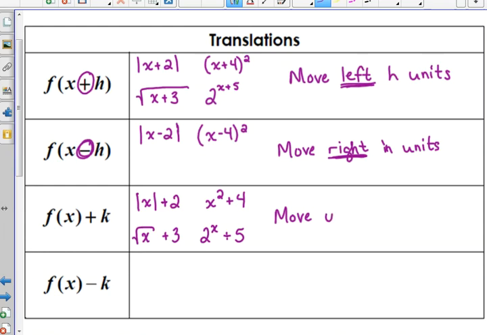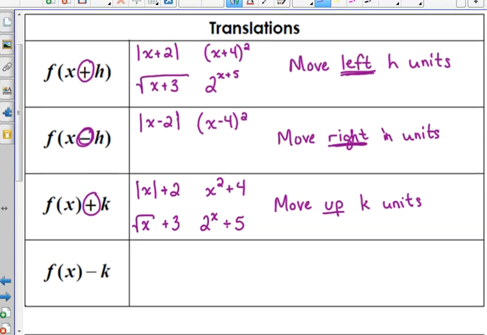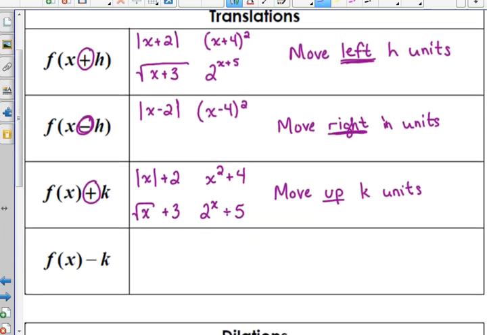But this is going to move up k units. This is what we expect. If we add something and we're thinking up and down, plus would correspond to up. So that's what we're expecting it to be, opposite of your horizontal changes. So similarly, again, I'm not going to exhaust this list here. Square root of x minus 3, x squared minus 4. Obviously, I could change all the signs of the other one, but that minus is going to move us down k units.